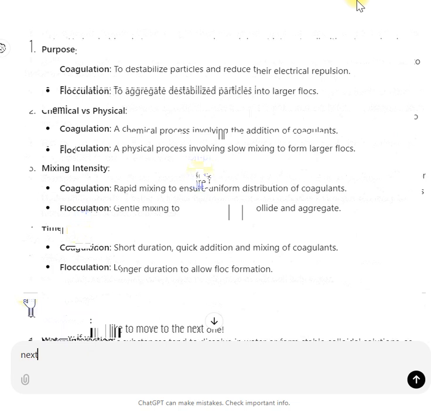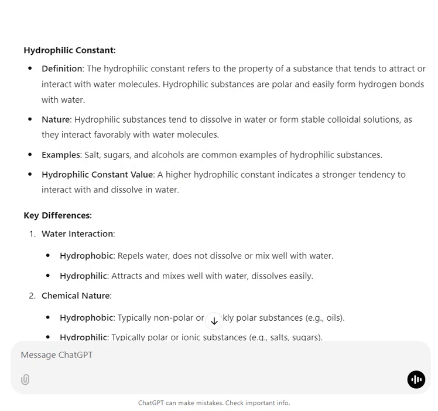Examples: salt, sugars, and alcohols are common examples of hydrophilic substances. Hydrophilic constant value: a higher hydrophilic constant indicates a stronger tendency to interact with and dissolve in water. Key differences. Water interaction. Hydrophobic: repels water, does not dissolve.